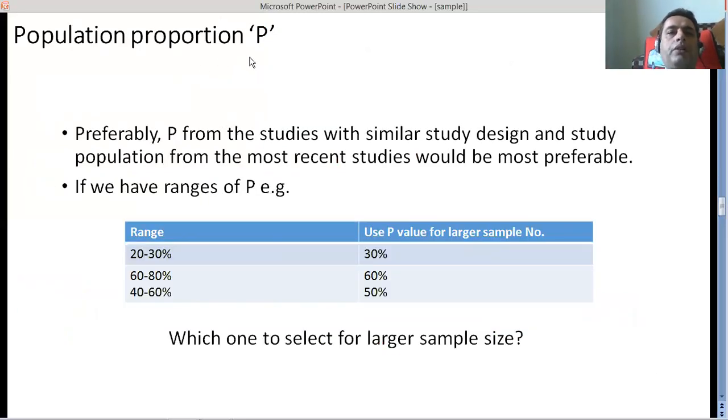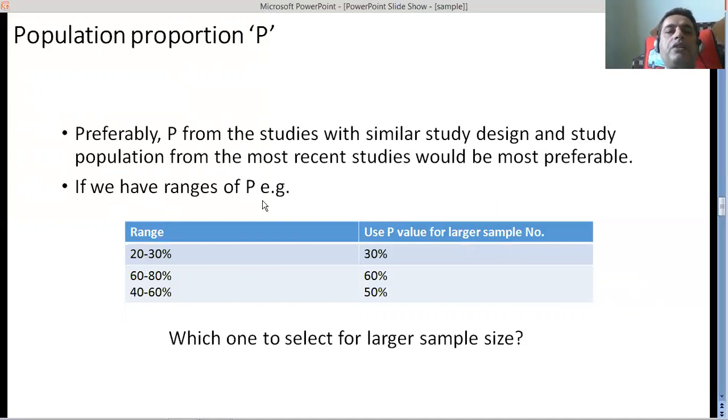So the population proportion P, preferably P from studies with similar study design and study population, from the most recent studies, would be most preferable. You just go on the internet and find studies which are recently published, which have similar designs as your study and similar study populations. In that case, you can use that particular value in your formula.